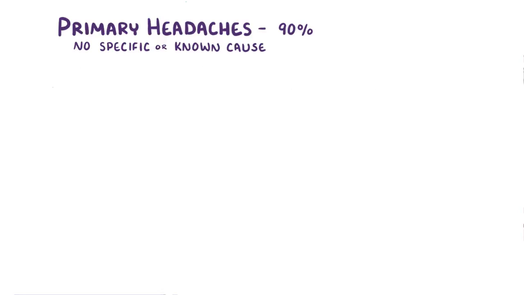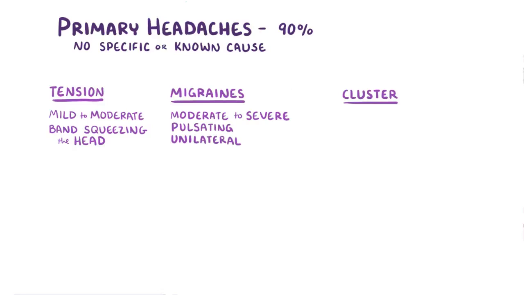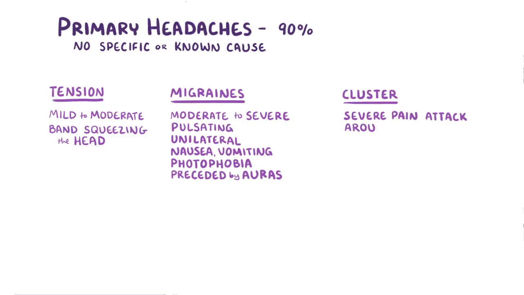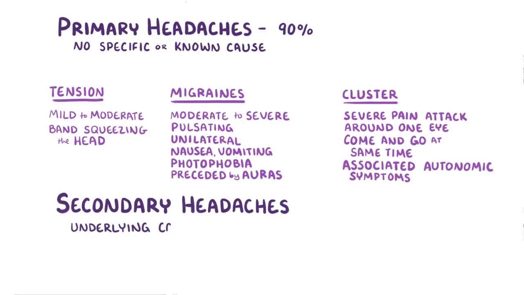Alright, as a quick recap, primary headaches account for 90% of all headaches, and they don't have a specific or known cause. They include tension headaches, migraines, and cluster headaches. Tension headaches are mild to moderate pain that feel like a band squeezing the head. Migraines are moderate to severe pain attacks that are pulsating, mostly unilateral, and can have associated symptoms like nausea, vomiting, and photophobia. They're also sometimes preceded by auras. Cluster headaches are severe pain attacks around one eye that come and go at the same time every day and can have associated autonomic symptoms. Secondary headaches have an underlying cause, which might be life-threatening and therefore must be treated in time.